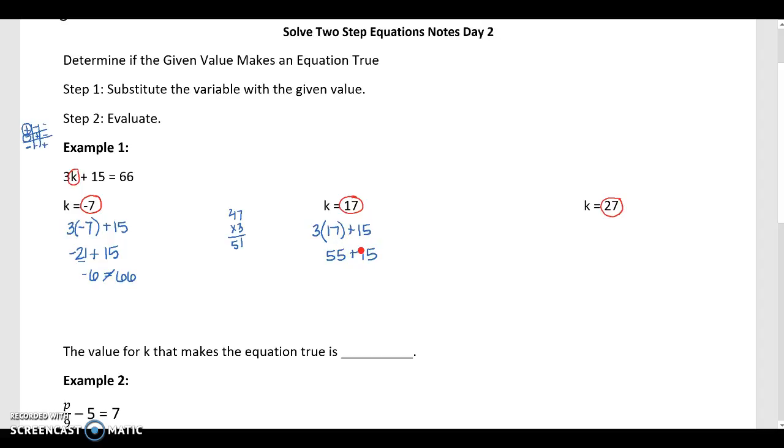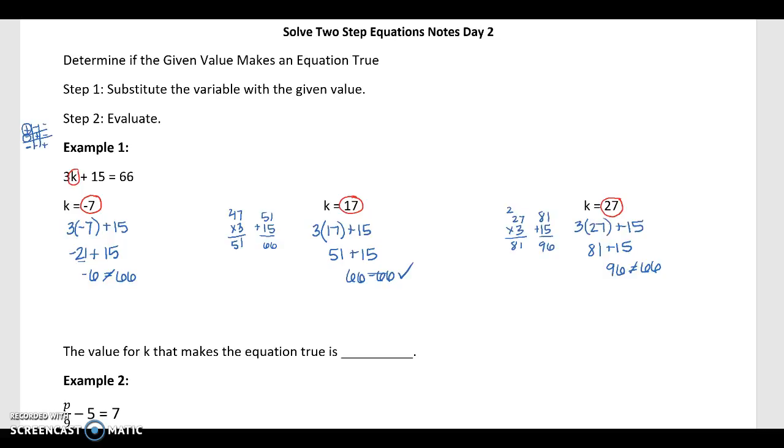Oops, I don't know why I put 55. Okay, 51 plus 15. So let me go ahead and add 51 plus 15. 5 plus 1 is 6. 5 plus 1 is 6. So 66 is equal to 66. Yes, that's correct. I'm going to go ahead and just plug in the next one to show you how you should do it as well.